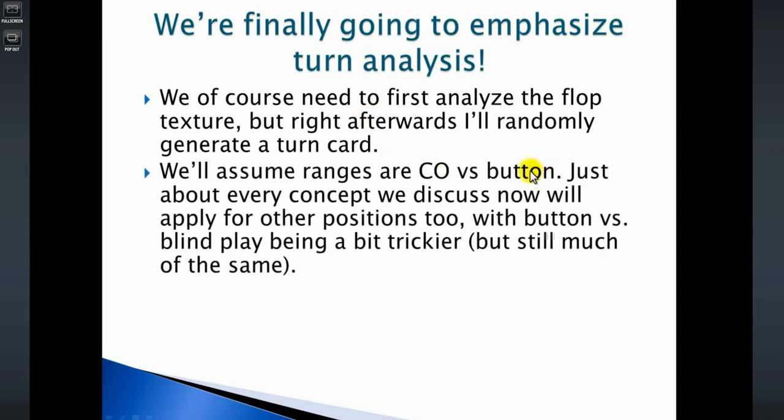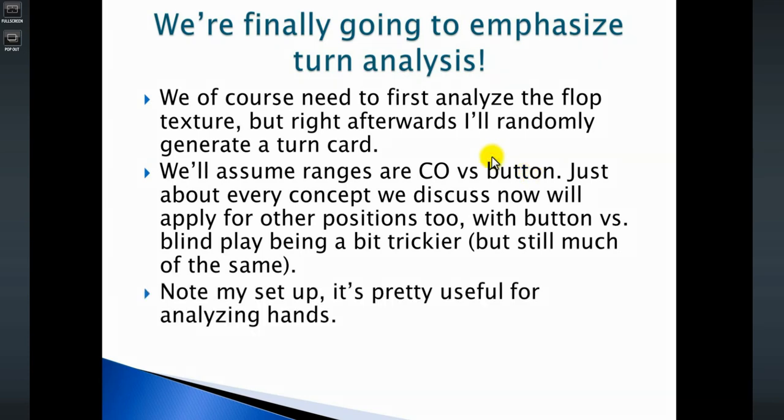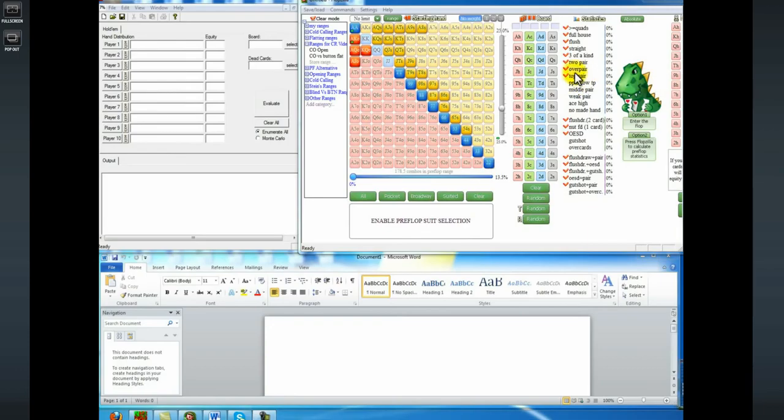Just about every concept we discuss now will apply for other positions too, with button versus blind play being a bit trickier. It's still much of the same, it's just a little bit trickier when you have someone flat from the blinds. Note my setup, it's pretty useful for analyzing hands, and then we're just going to jump right in. Alright, so here's my setup. I got PokerStove, Flopzilla, and then a Word document to take notes on if we want. Here is the cutoff opening range we're going to use.